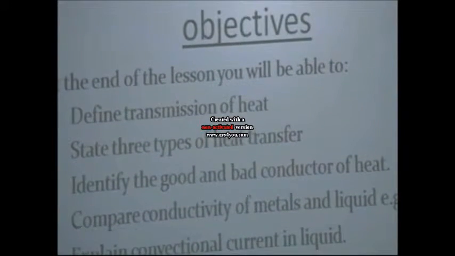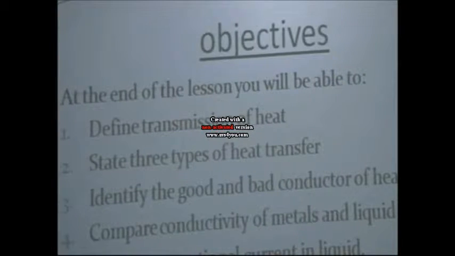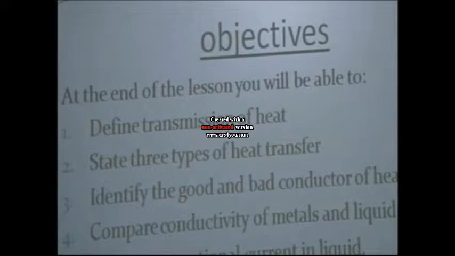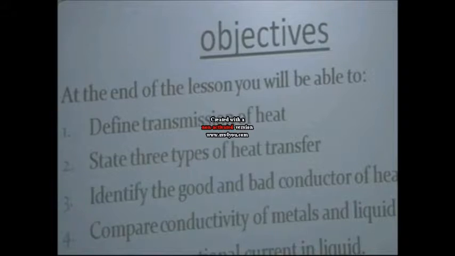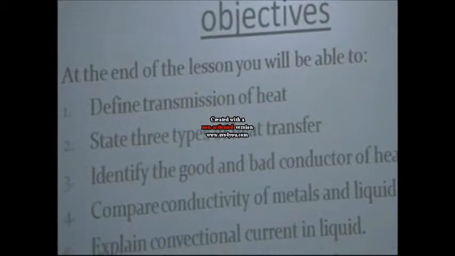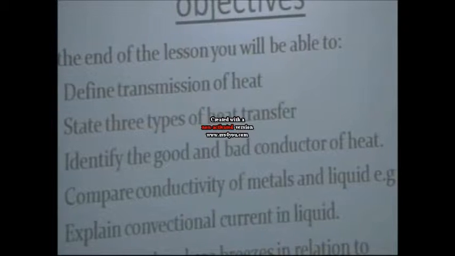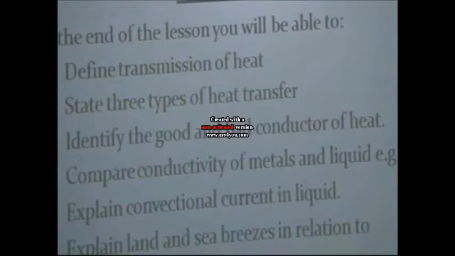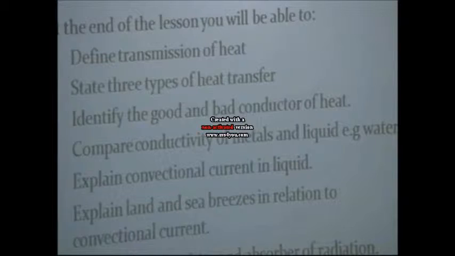The objective of this lesson is that at the end of this lesson, you should be able to define transmission of heat. You should be able to state the three types of heat transfer, and identify the good and the bad conductors of heat. You should be able to compare the conductivity of metals and liquid as well. You should also be able to explain conventional current, and explain land and sea breezes. All these you should be able to explain at the end of the lesson.